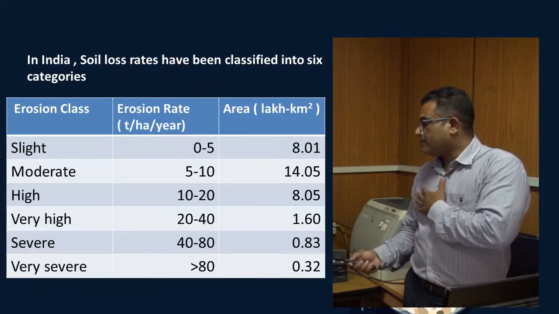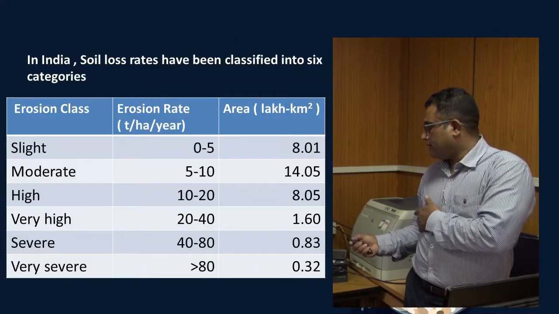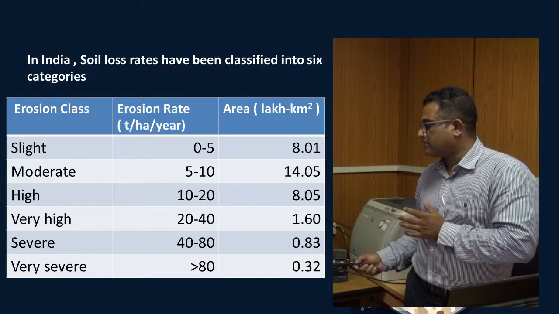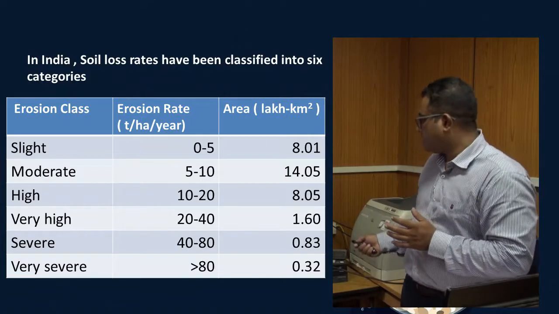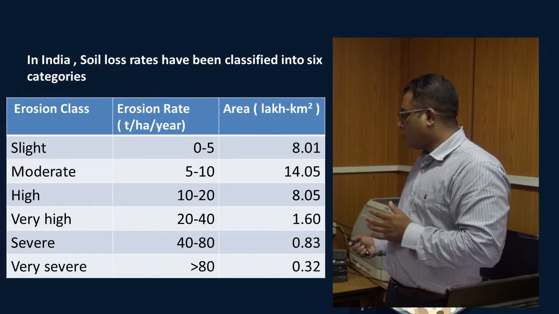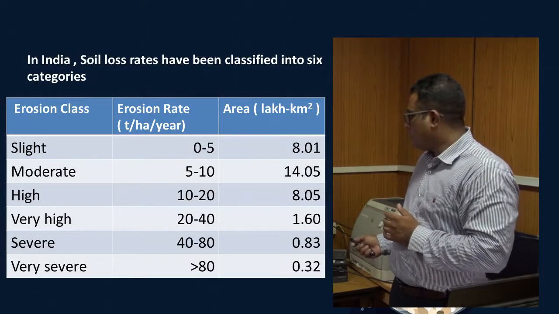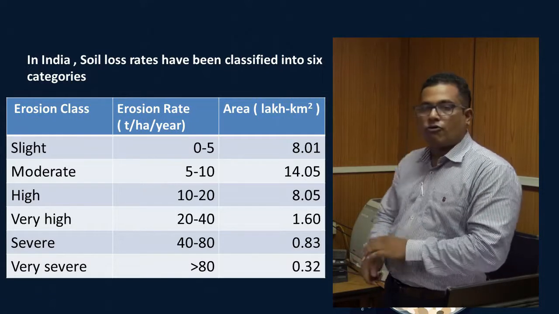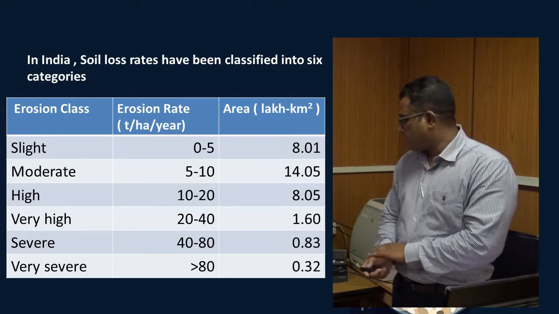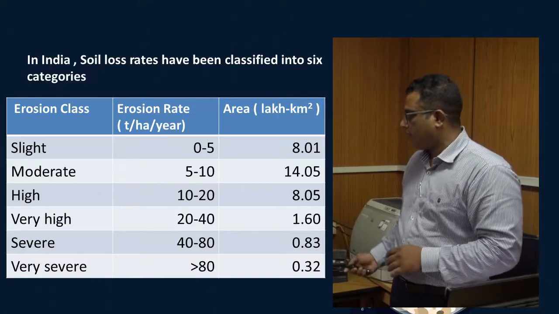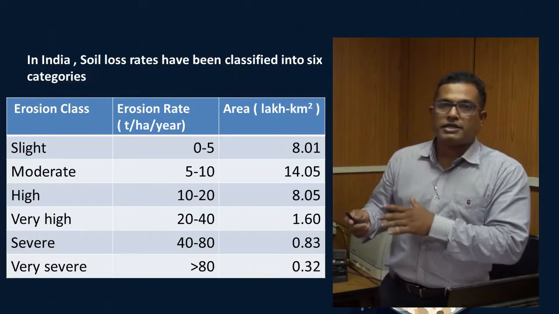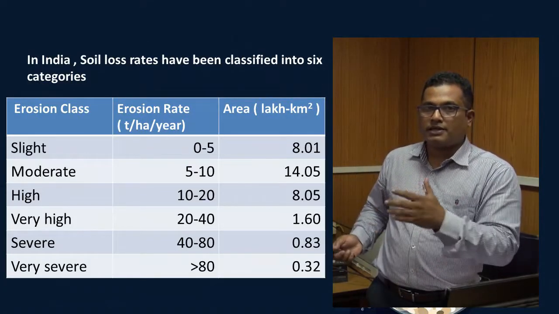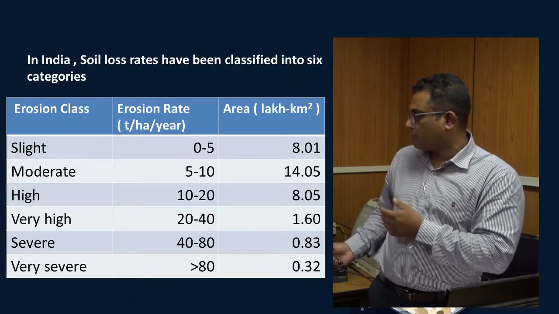So the total area which is slightly affected by soil erosion is 8.01 lakh square kilometers, and moderately affected is around 14 lakh square kilometers. So this way you can go through this table and have a rough idea of the extent of soil erosion in different parts and its acreage in terms of area.